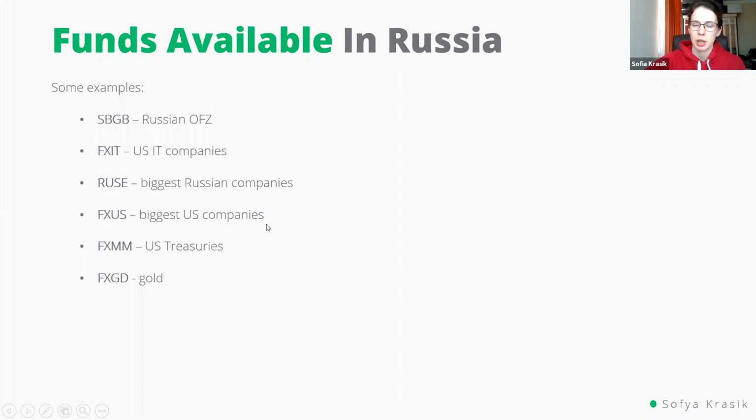FXUS, biggest US companies. FXMM, the index which invests in US treasuries, and US treasuries refers to US government bonds. And another index, commodity, not index, probably fund. It could be a commodity fund, so a fund investing in gold. These are just some examples. They must all be available on Moscow Exchange.